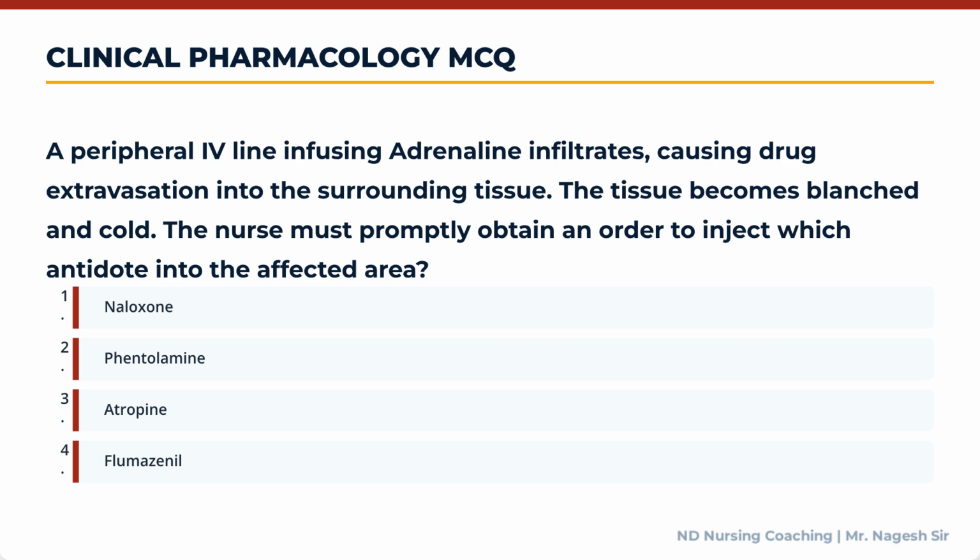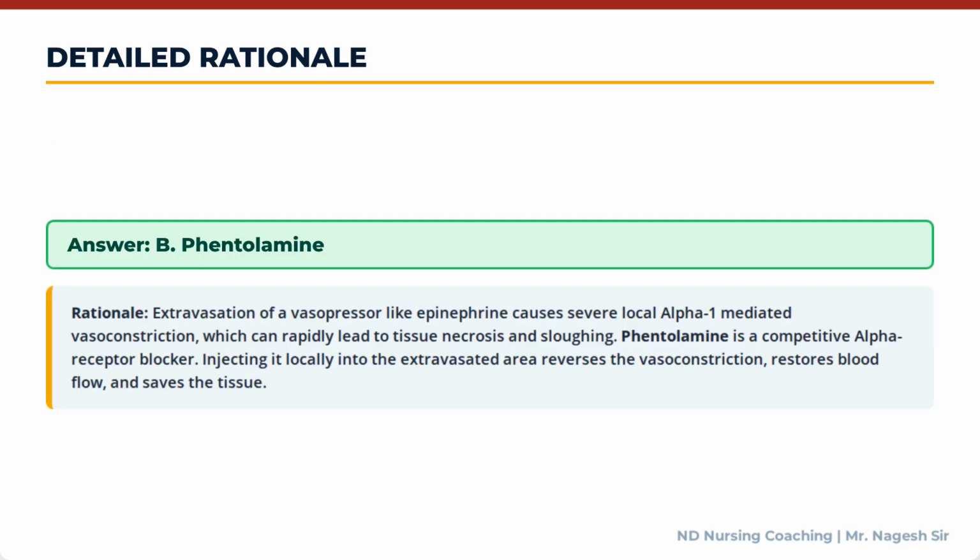An IV line infusing adrenaline infiltrates, causing drug extravasation. The nurse must promptly obtain an order to inject which antidote into the affected area. The correct antidote is B, phentolamine. Phentolamine is an alpha-adrenergic blocker that reverses the intense, localized vasoconstriction caused by extravasated epinephrine.